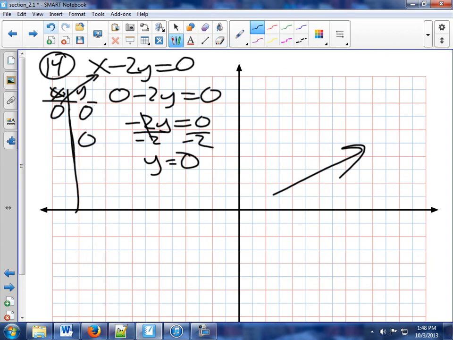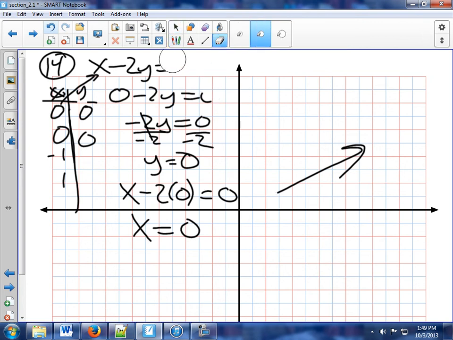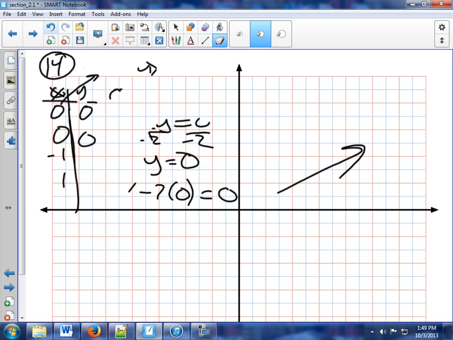Did you see why I don't teach this method? Now we have to put 0 in for y. So now we have x minus 2, 0 equals 0. Okay? x equals 0. That's not working. So now we have to try negative 1 and 1. You did this in elementary. Remember making t-tables? No? You had to. I'm sure you did. I like the other way better. Okay. No, show us. This is why I don't like this method.